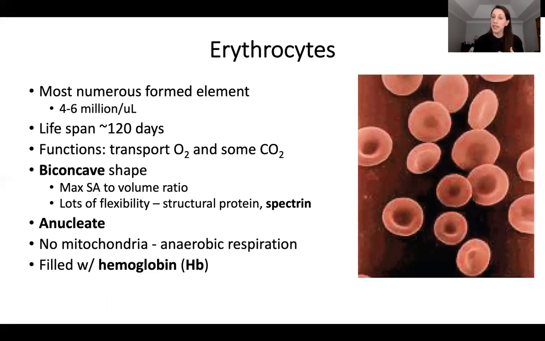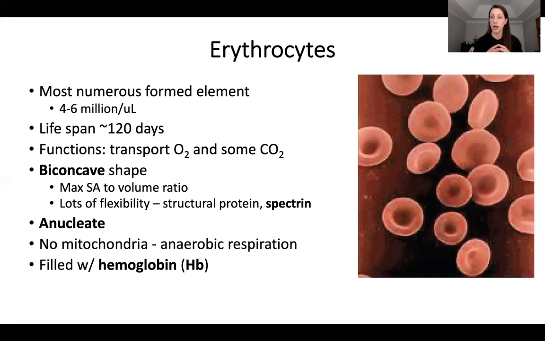They are anucleate. Just to review, if you remember in erythropoiesis, one of the steps as you're moving from the hematopoietic stem cells down to your mature red blood cell is that the nucleus is ejected. So the nucleus is lost along the way as the red blood cell matures. So mature red blood cells do not have a nucleus.